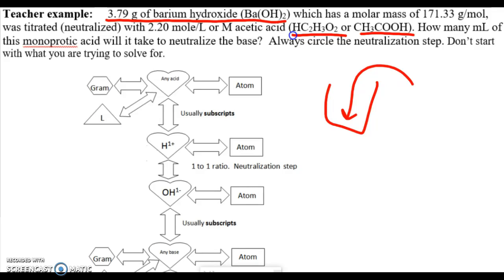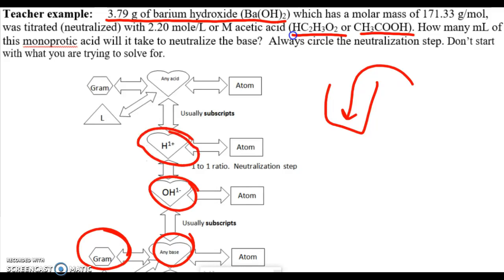So in this problem, we're going to start with grams of our base. We're going to go to moles of our base. We're going to go to moles of hydroxide ion, moles of hydrogen ion, moles of acid, liters of acid, and then we're going to take that over to milliliters of acid. So that is the pathway that we will follow with this problem.